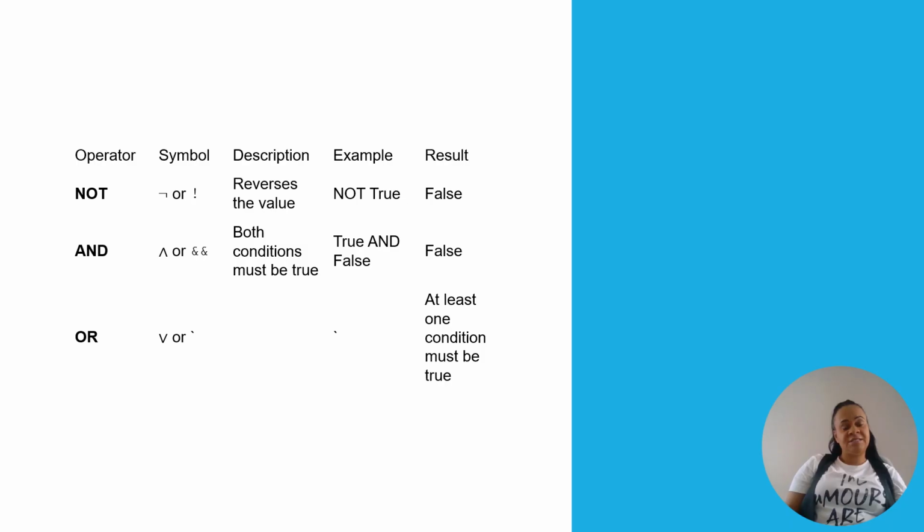So we're focusing in today's lesson on operators, okay? And we've got the NOT gate, the AND gate, and we've got OR. With the NOT gate, it reverses the value. So an example of that, if it's not true, the result's going to be false. So if it's not true that I had Chinese for my dinner yesterday, the result's going to be false if I was using the NOT operator.